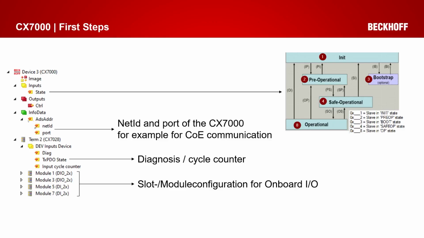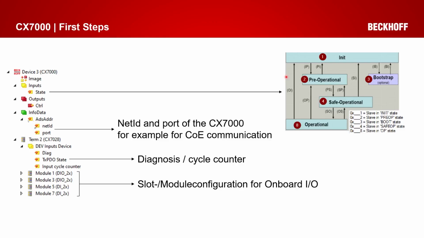When the CX7000 is scanned in TwinCAT 3, you have the following view. The CX7000 as device and the CX7028 as participant behave like an EtherCAT device. This means same dialects and same mechanisms, like the EtherCAT state machine, for example. Also, the CX7000 has its own NetID and own port, which can be used, for example, for CoE communication.